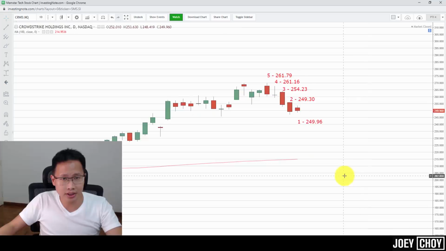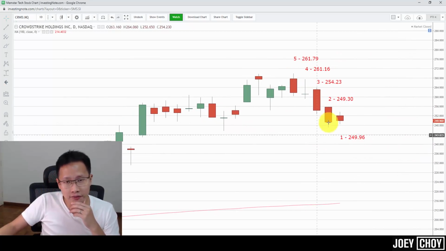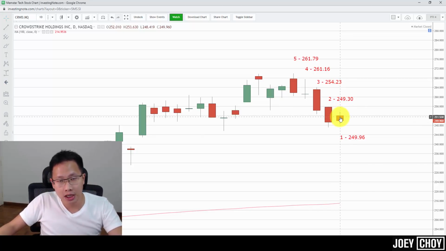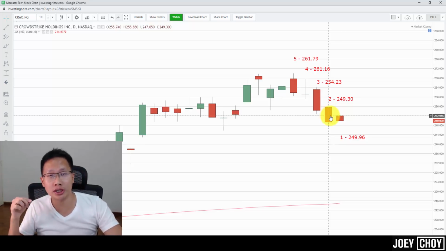Look at this chart right here. I've filled in the values for you. So what is a moving average? Very simple. You can see that this is the day 1 bar. On this day, let's look at the closing price right here in the top part. This is the closing price, and the closing price is 249.96 on the first day. The second day will be 249.30. So every day there is a closing price.